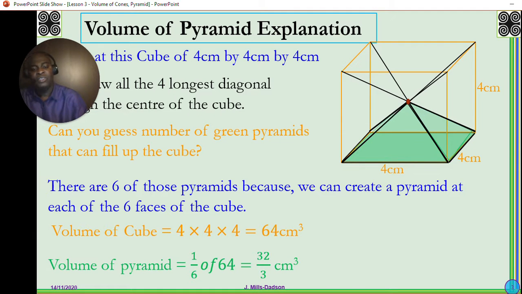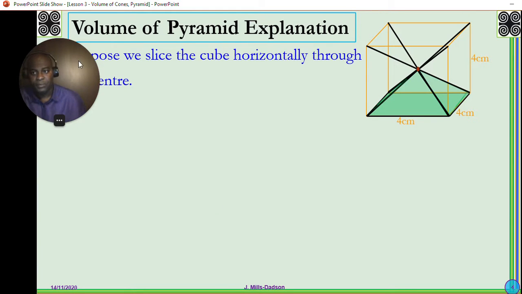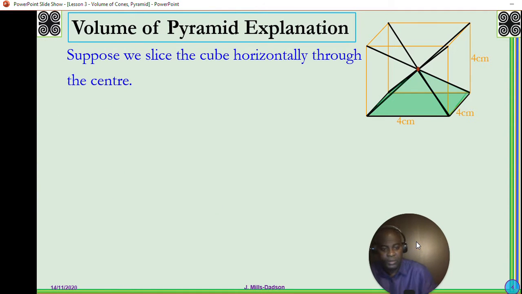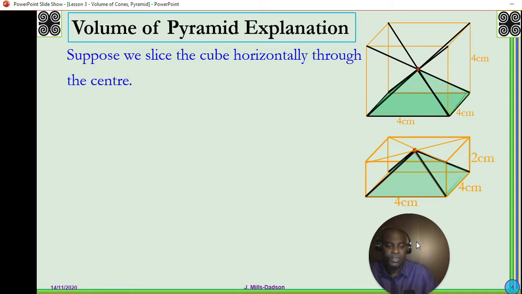Now I'm going to slice the cube through the middle horizontally. So I've done that such that the pyramid will fit perfectly into the new shape. Let's pull it down. So you now see that I have a cuboid this time, 4 by 4 by 2, and the pyramid sits perfectly inside this cuboid.